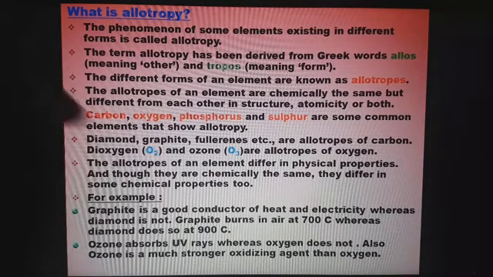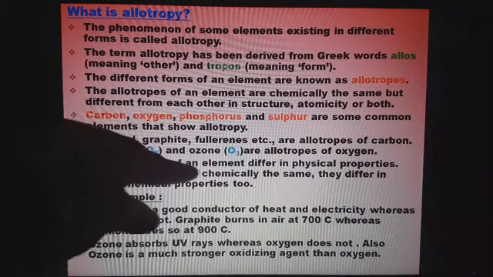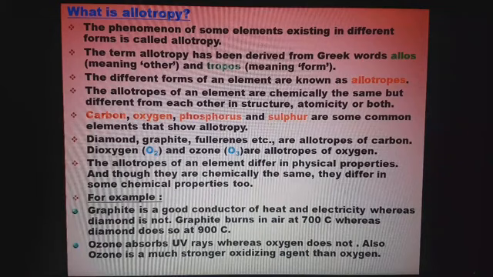Allotropes of an element differ in physical properties, and though they are chemically the same, they differ in some chemical properties too. So allotropes generally differ from each other in physical properties, but sometimes, though they are chemically the same, they can have some different chemical properties too. We can understand it with the help of these examples.